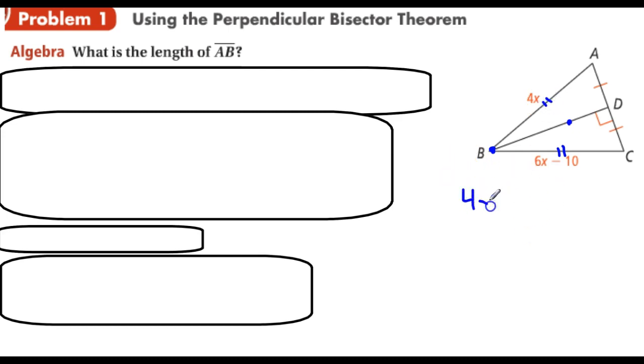So I can set it up as 4x must equal 6x minus 10. Subtract 6x from both sides, negative 2x must equal negative 10. Then dividing both sides by negative 2 gives you x equals 5. Is that our answer? No, because the question didn't ask for the value of x, it asked for the value of AB. So don't forget to go back and substitute in 5, and 5 times 4 is 20. So AB is equal to 20.